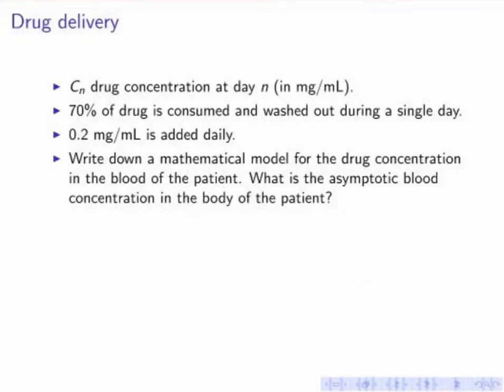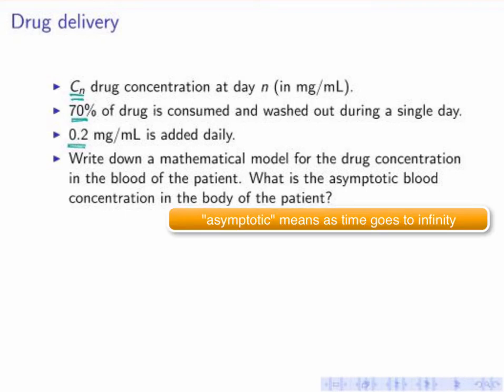So geometric series also arise in a more complicated model, which is a model for drug delivery. So let's look at this. So let's say Cn is the drug concentration at day n in a patient in milligram per milliliter of blood. And I assume that 70% of the drug is consumed or washed out during a single day, which means 30% of the drug remains from one day to the next. And 0.2 milligram is added daily to make up for what is lost through the body metabolism. So the question is, write down a mathematical model for the drug concentration in the blood, and what is the asymptotic blood concentration in the body of the patient.